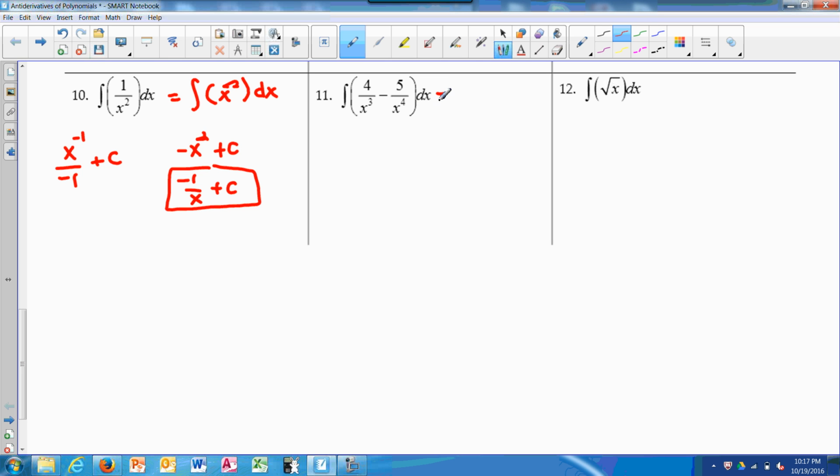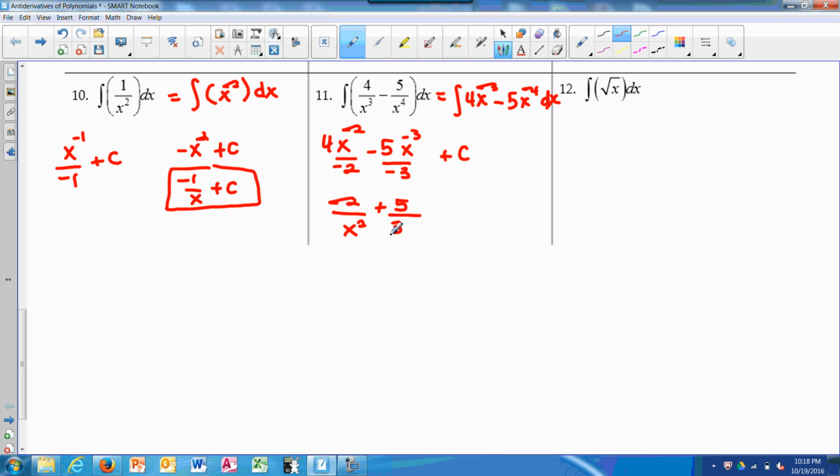Okay, so my rewrite for number 11 is I have 4x to the negative 3 minus 5x to the negative 4 dx. So I simplify when I'm anti-deriving. I'm going to add 1, so I get negative 2 divided by negative 2. Minus 5, and I add 1 to get negative 3 divided by negative 3, and then plus c. So I have negative 2 over x squared plus 5 over 3 with an x cubed in the denominator plus c.